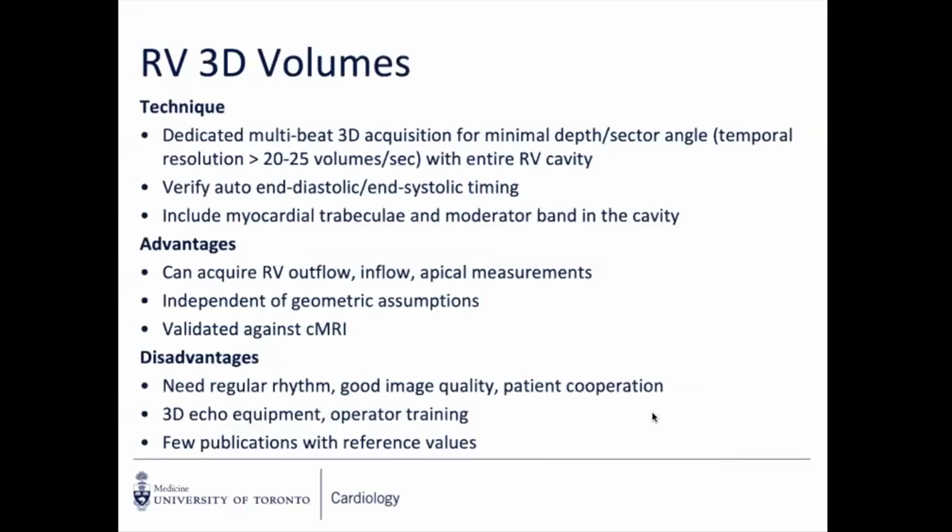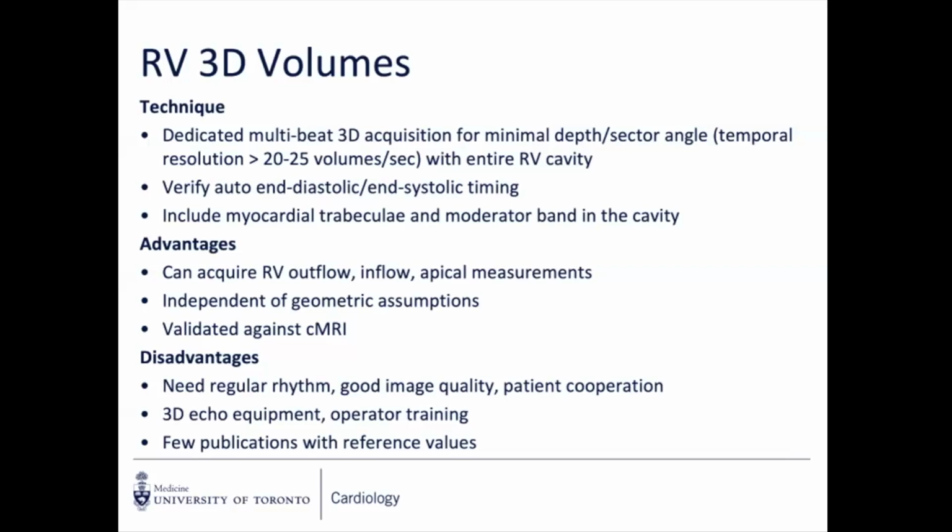So this lends to establishing our 3D volumes, and the technique is essentially to get a multi-beat 3D acquisition. You want to use the minimal depth or sector angle. There are going to be auto measurements, but you want to verify those manually as well. And then you want to include the trabeculae and moderator band in the cavity. This is useful because our 2D area excludes our outflow tract, and so this will still include our RV outflow, inflow, and apical measurements.